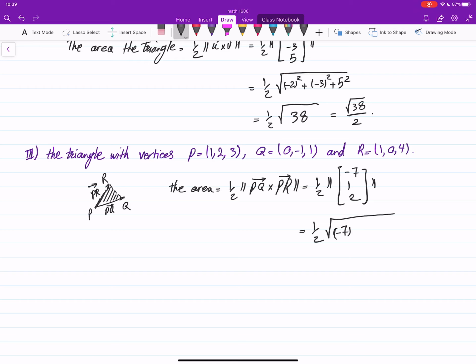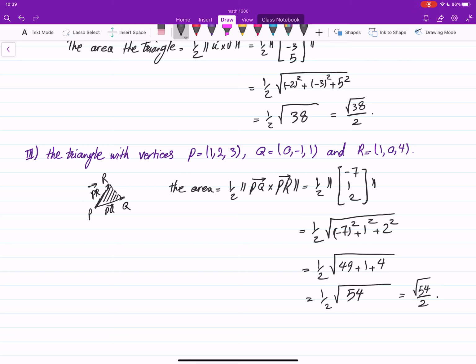Half of the root of -7 squared plus 1 squared plus 2 squared. This is half of root of 49 plus 1 plus 4. This is 54. So this is half of root 54.